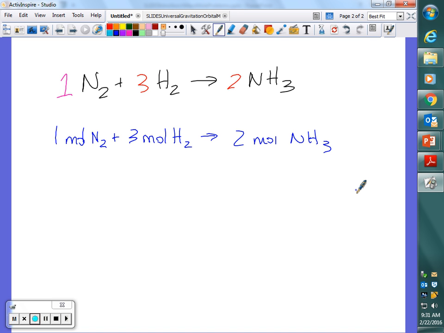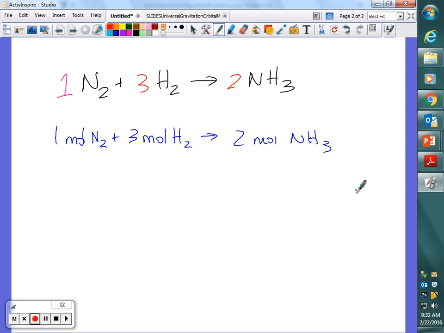Why numerically molecules and moles are exactly the same thing. The relationship between molecules and moles. Because when we scale up from molecules to moles, we're just multiplying everything by 6.022 times 10 to the 23rd. Does that make sense? Okay.